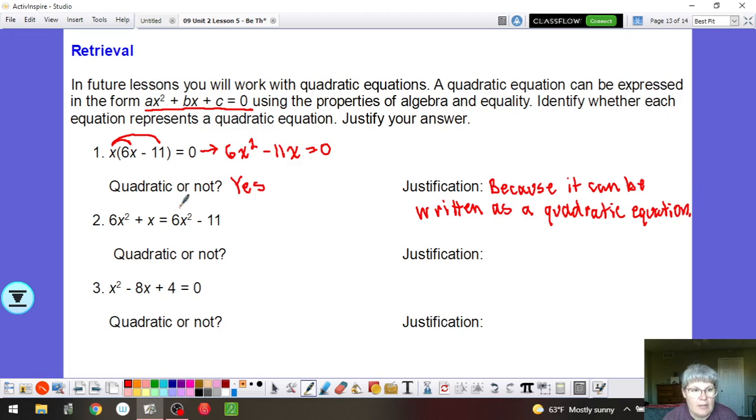If we take a look at number 2, we have everything on one side of the equation. So let's see if we can get everything on one side. I'm going to start by subtracting 6x squared. If I subtract it from one side, I have to subtract it from the other. But since that is the opposite of what is already on each side, what I end up with is x equal to negative 11. Even if I add the 11 to the other side, I still don't have a squared term. So this is not quadratic.